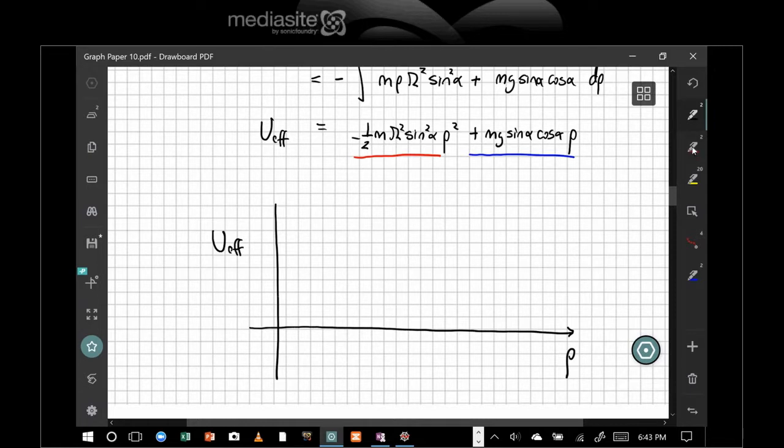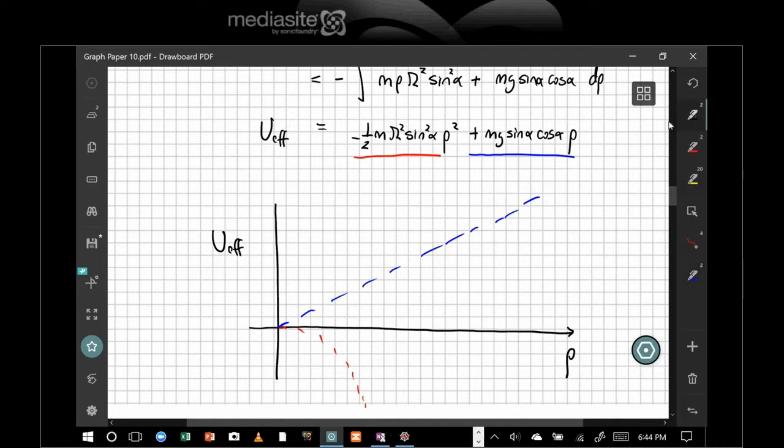Now let's look at the red term. The red term is a parabola, but with a negative number, so it looks like this. That's a parabola that goes under the negative axis. The blue one is a straight line, and it does this, with a slope of mg sine alpha cosine alpha.